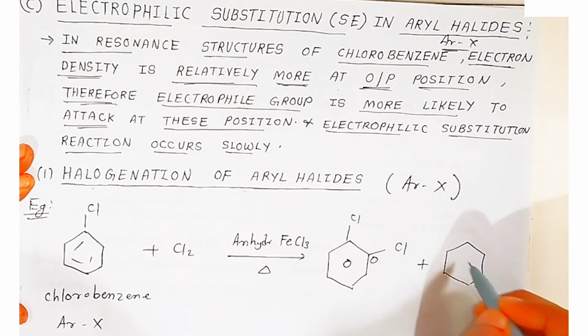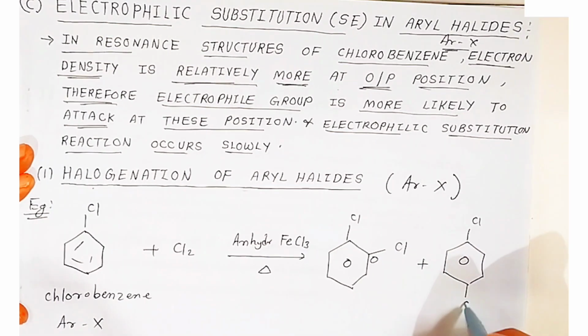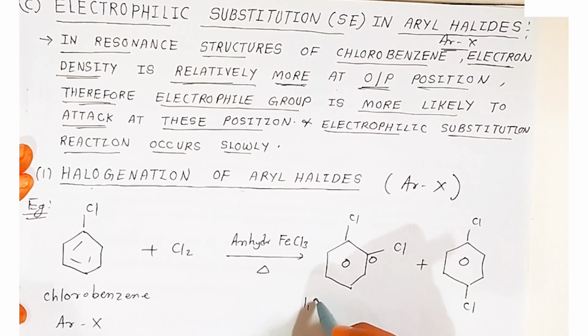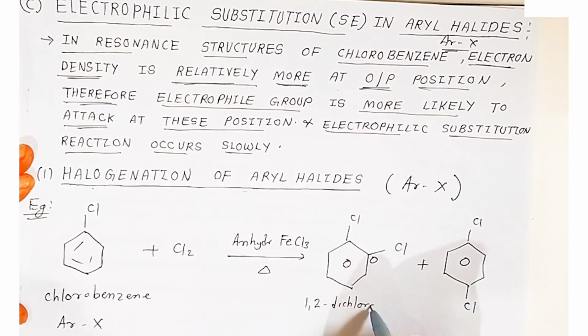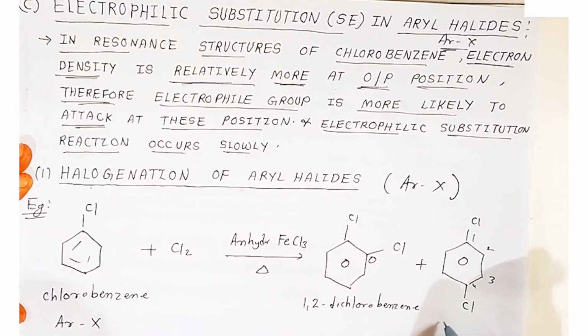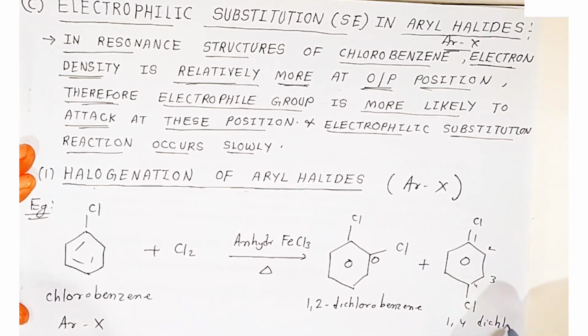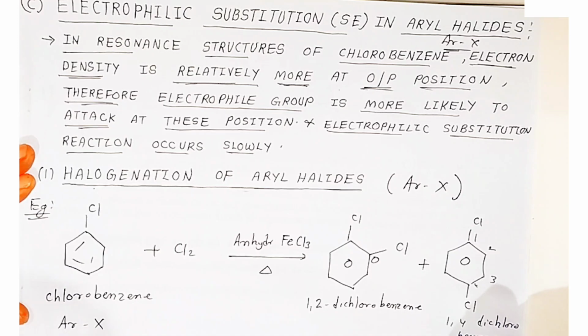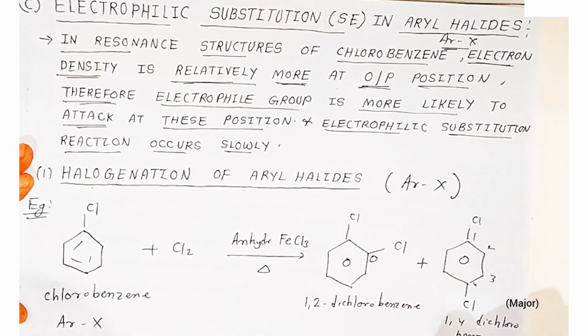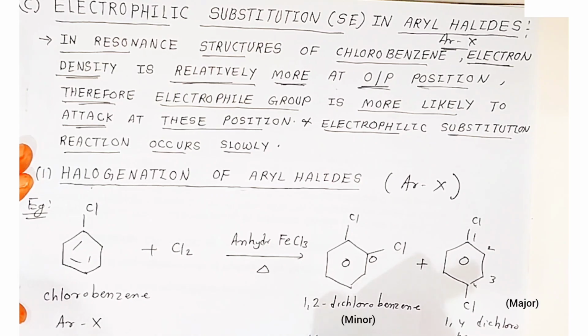and the other chlorine will go to the para position. Understanding, students? So this is 1,2-dichlorobenzene and this is 1,4-dichlorobenzene. Positions 1, 2, 3, this is the 4th position. Here the chlorines are very far away, so this will be the major product, students, and this will be the minor product.